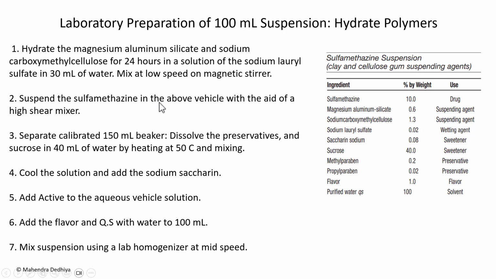Let's look at preparation of 100 milliliter of suspension of sulfamethazine in which we hydrate polymers. In this sulfamethazine suspension, clay, magnesium aluminum silicate, and cellulose sodium CMC are used as suspending agents. And this formula, we saw in an earlier module. Sodium lauryl sulfate is a wetting agent. Saccharin and sucrose are sweeteners common in the pharmaceutical industry, and methyl and propylparabens are used.